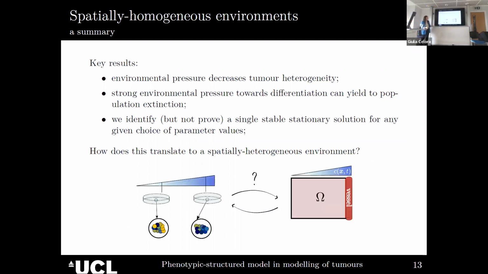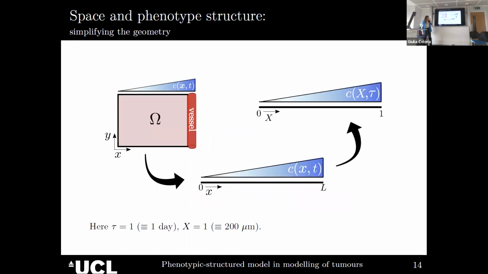So now the question is, we know what happens in a homogeneous environment. How does that translate to a setting in which we allow for spatial heterogeneity? Is there something new, or do we know everything by simply looking at the in vitro setting? And so we start simple. We neglect any variability in the y and z axes so that we can reduce our problem to a 1D setting, and we use x=0 as a symmetry axis.